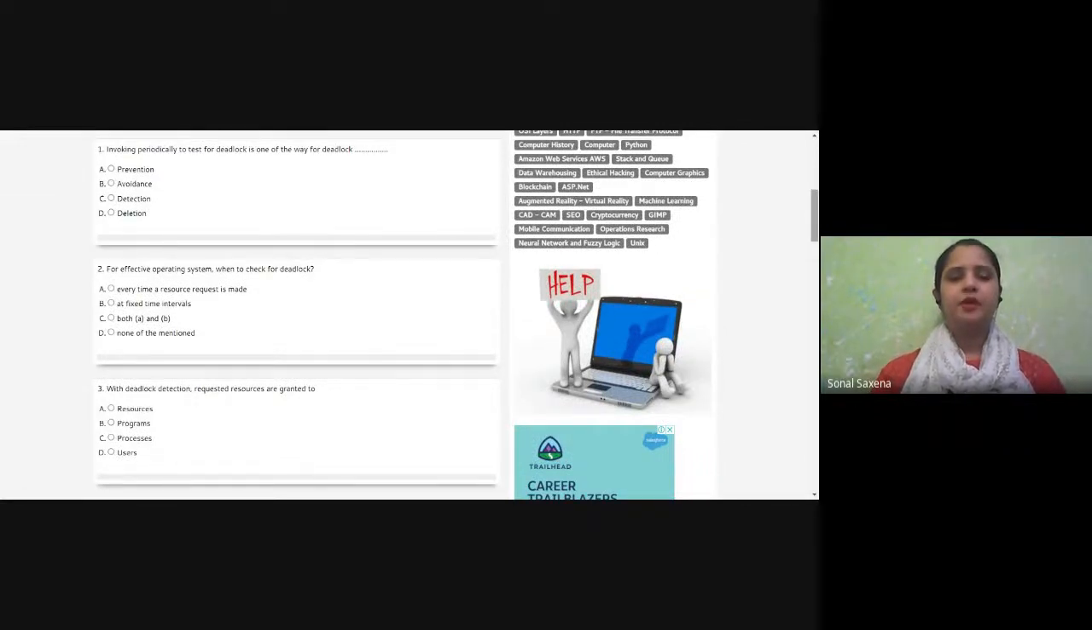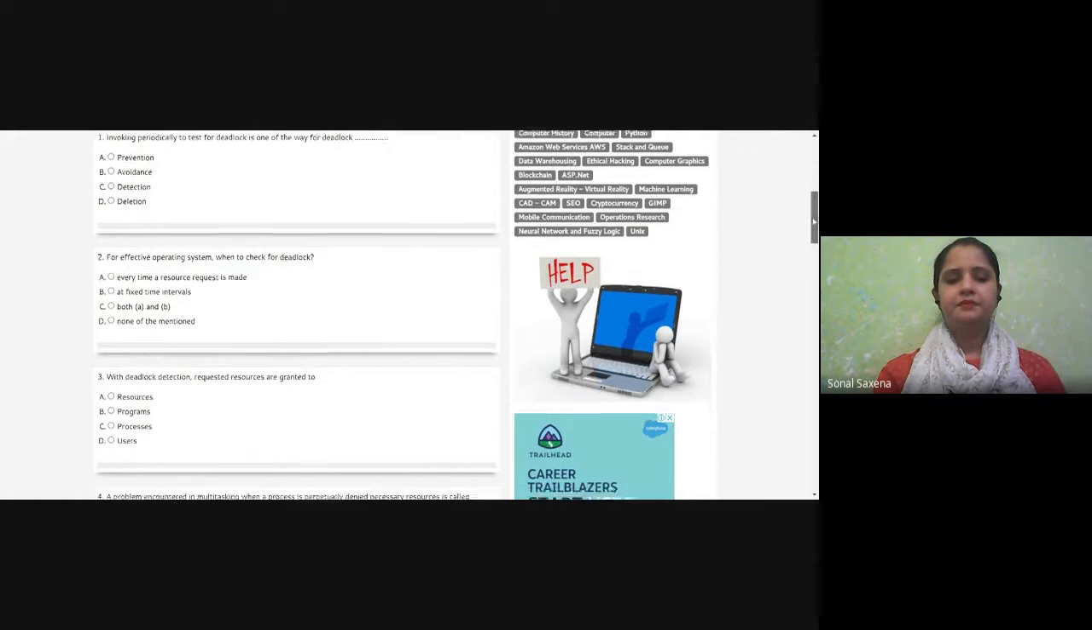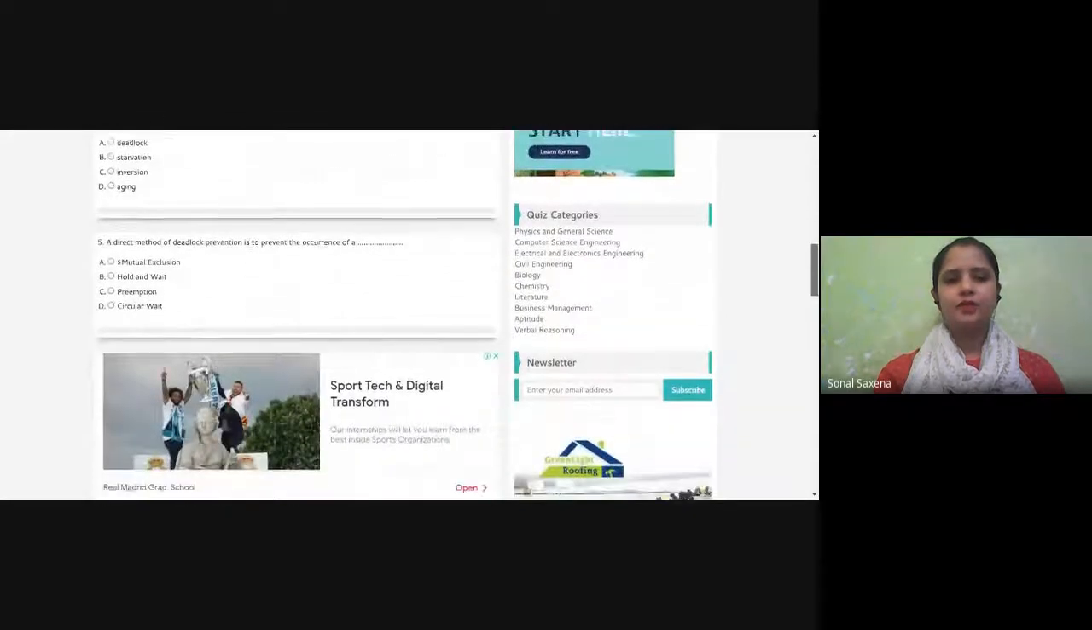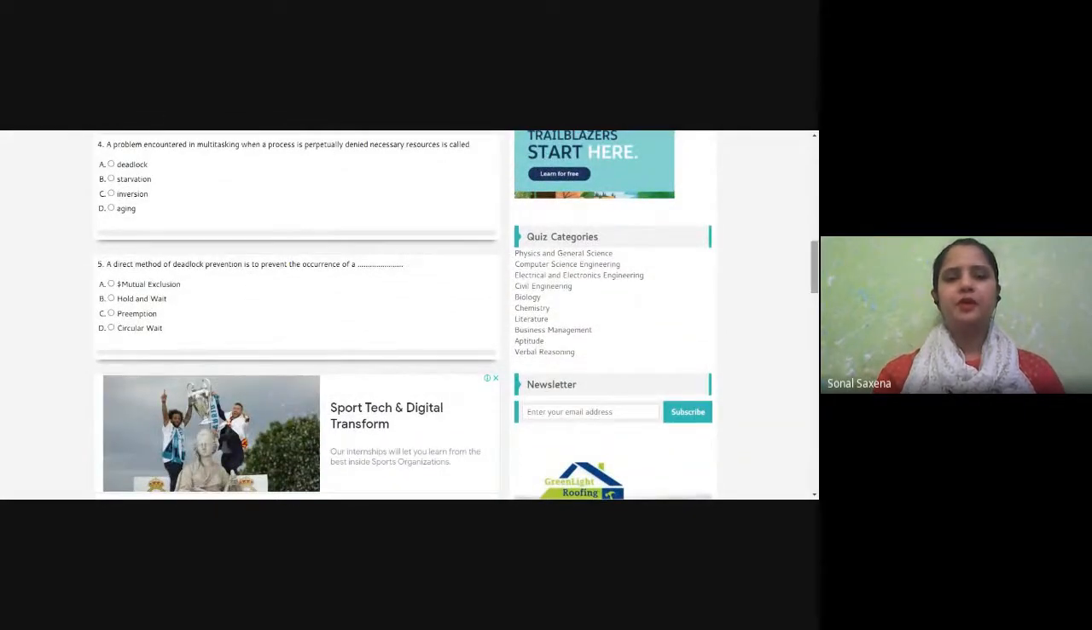Quickly see. Invoking periodically to test for deadlock is one of the ways for deadlock detection. The second question says, for an effective operating system, when to check for deadlock? Every time a resource request is made, or at fixed intervals, or none of the above. Similarly, with deadlock detection, requested resources are granted to whom? These are the next set of questions, 4 and 5. A problem encountered in multitasking when a process is perpetually denied necessary resources is called: is it inversion, is it aging, is it starvation? What is it, right?